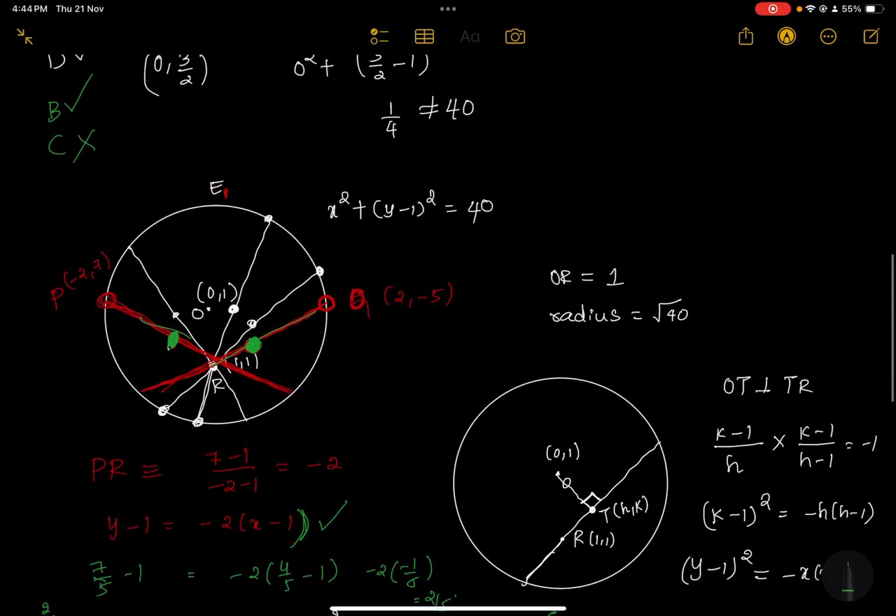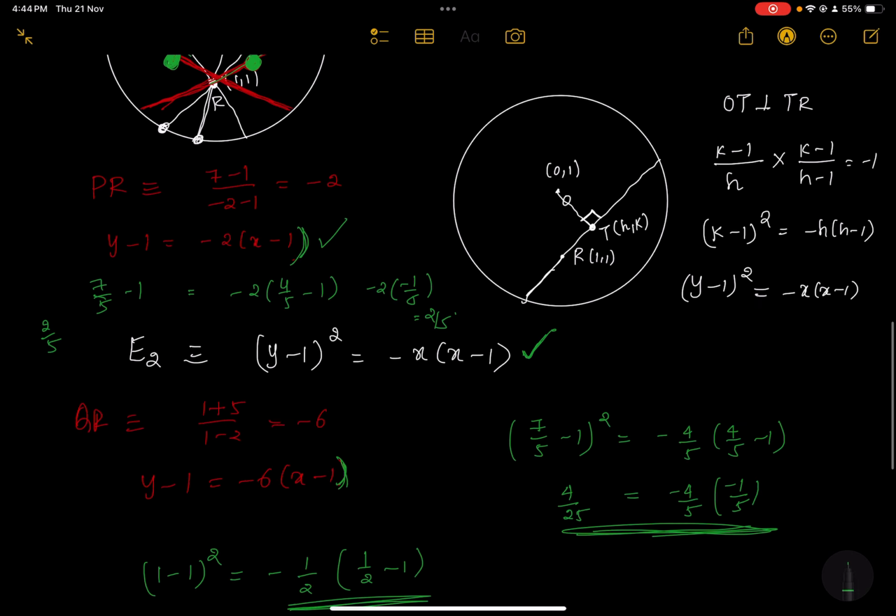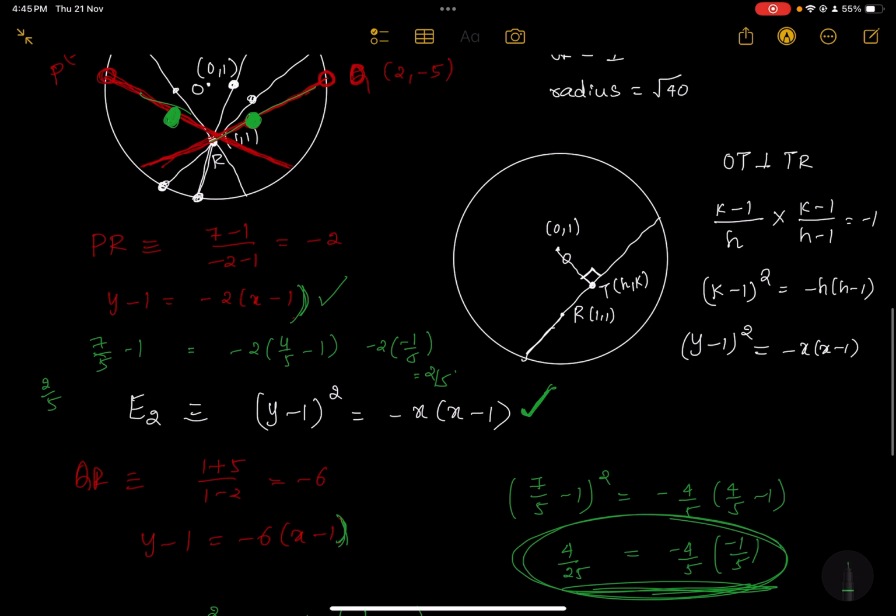Even here, if you forget removing this point and this point from the locus, again you will get negative marks. When you check 4/5 and 7/5 only in E2, it will tell you that it lies in E2, but you have to check on both PR and QR. If it is not lying on both PR and QR, only then it lies in E2. If it is lying on either PR or QR, it does not lie in the locus.